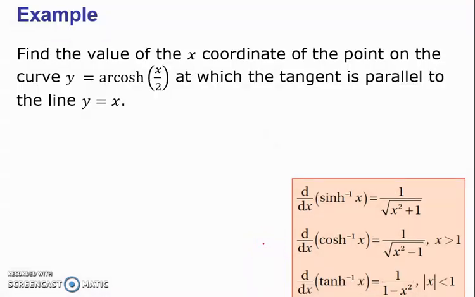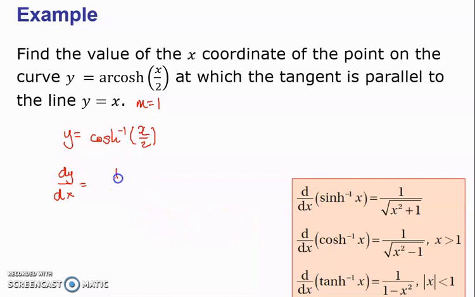It says find the value of the x coordinate of the point on the curve y equals arcosh. Now first of all, arcosh is a posh way of writing inverse cosh. We've seen that before, I hope. And it says find the x at which the tangent is parallel to the line y equals x. Okay, so this has a gradient of m equal to 1. So they're saying differentiate it. dy by dx. Well, inverse cosh I know is this, and it says x over 2, so I need to bear that in mind.